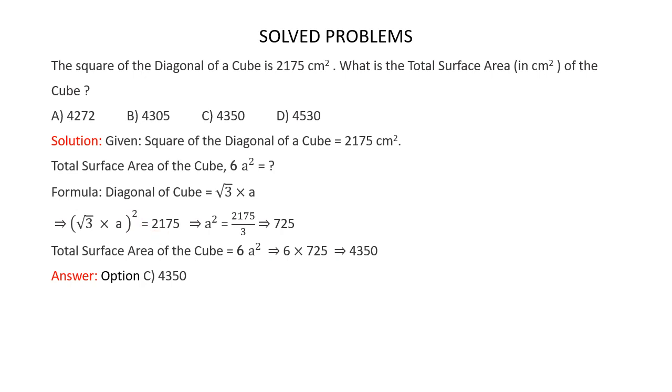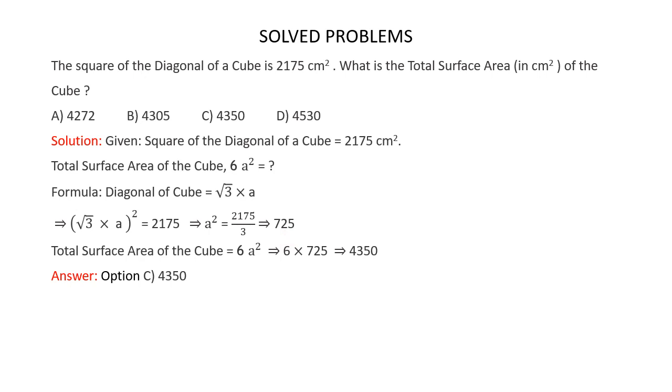2175. Now root 3 squared is 3. So now we have 3 multiplied by a squared is equal to 2175, which means a squared is equal to 2175 divided by 3, which is nothing but 725. So a squared is equal to 725.